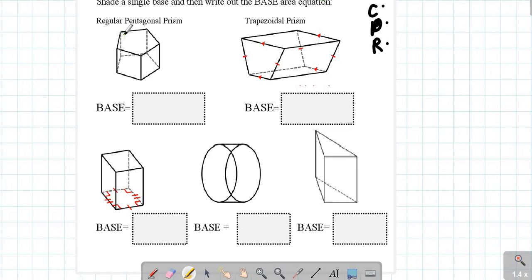Let's lightly shade them. So in this regular pentagonal prism, this and this would be your bases. In a trapezoidal prism, this and that. Again, base does not mean bottom. So that red right here that I just shaded, that is not a base. Bases, there's two of them, they're congruent, they're parallel, they're connected by rectangles.